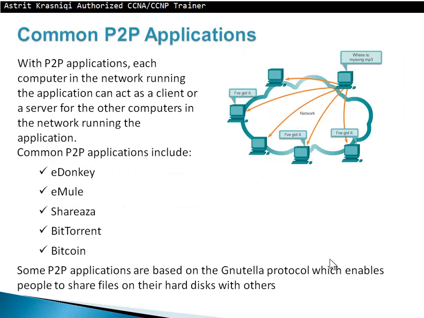Common peer-to-peer applications. Each computer in the network running the application can act as a client or a server, we said that, for the other computers in the network running the application. Common peer-to-peer applications we have are eDonkey, eMule, Shareaza, BitTorrent, and Bitcoin. Some peer-to-peer applications are based on the Gnutella protocol, which enables people to share files on the hard disk with others. So for example, this computer here is looking for some MP3 song, and there are some computers who say, okay, I got it. So they are sharing the documents on their hard drives with this client here.